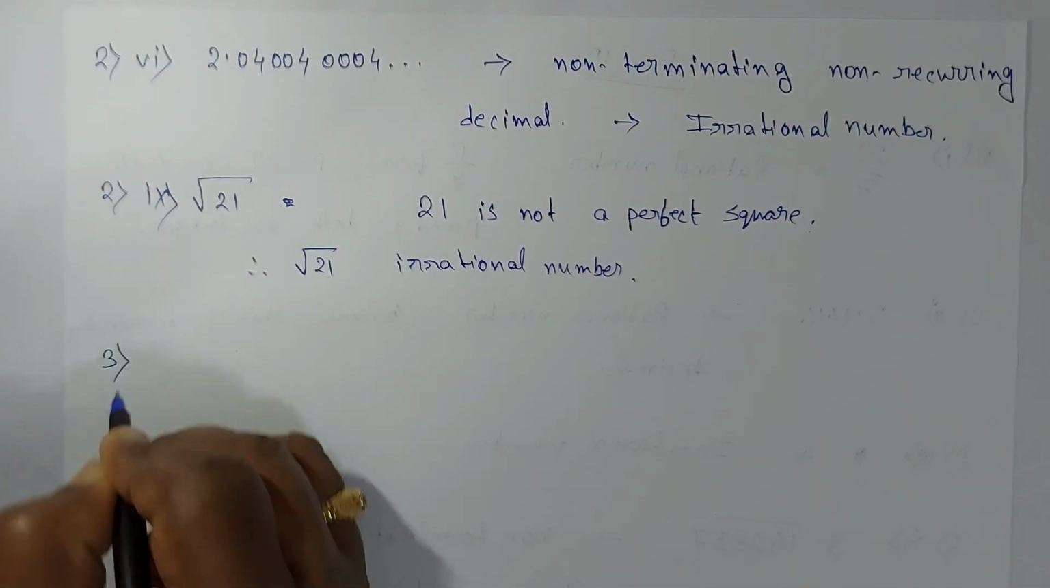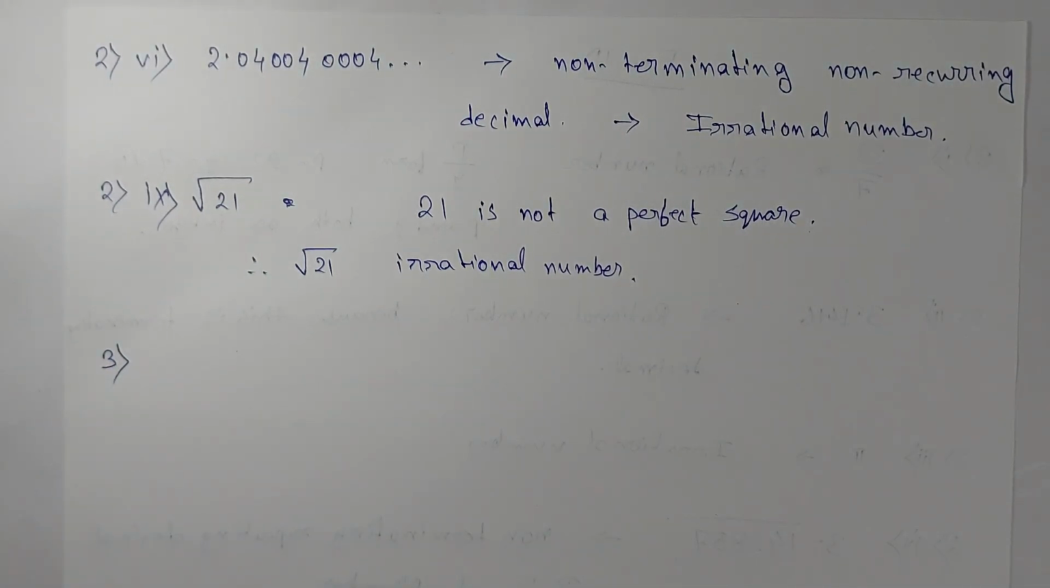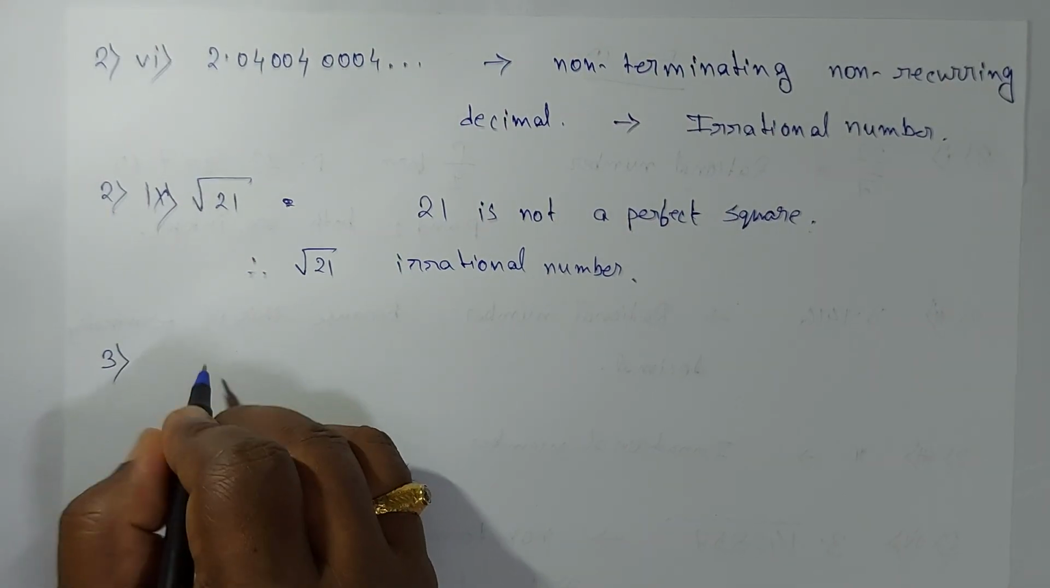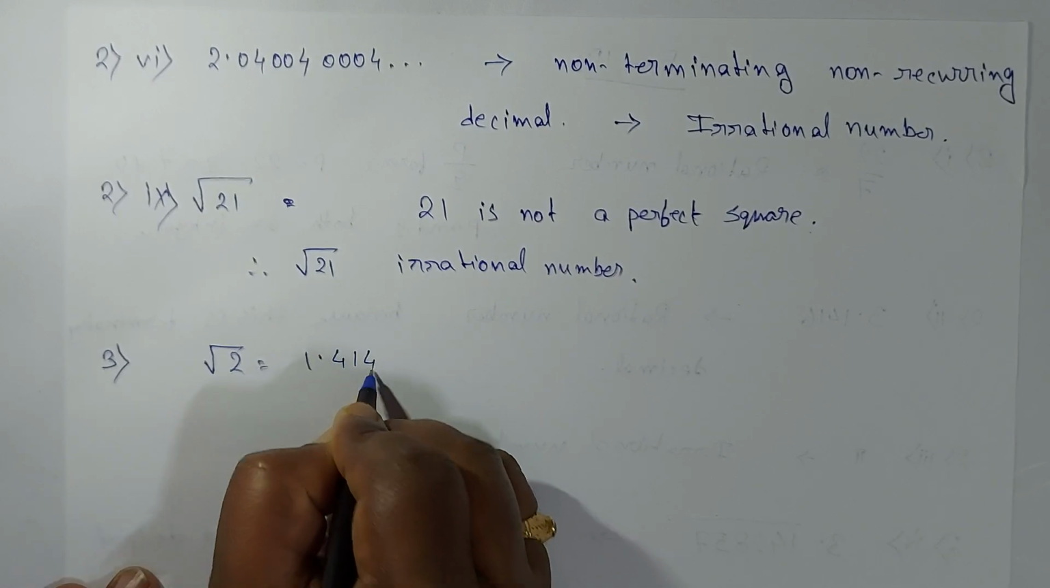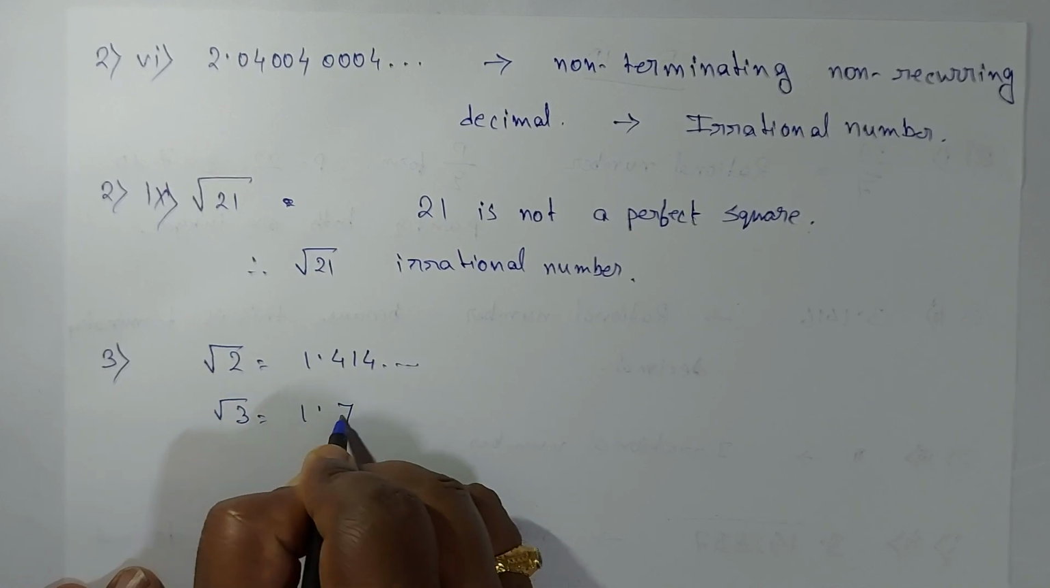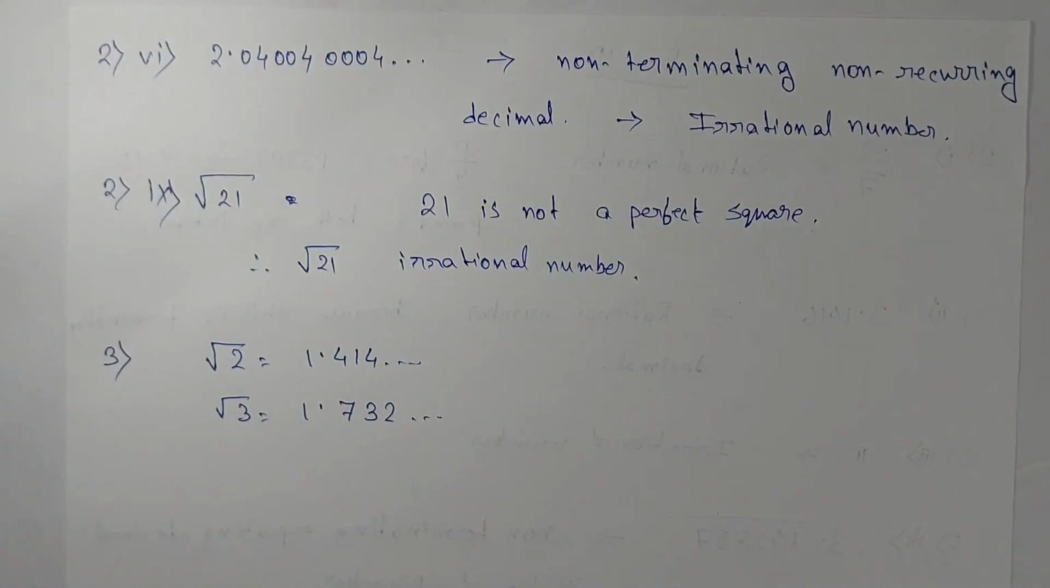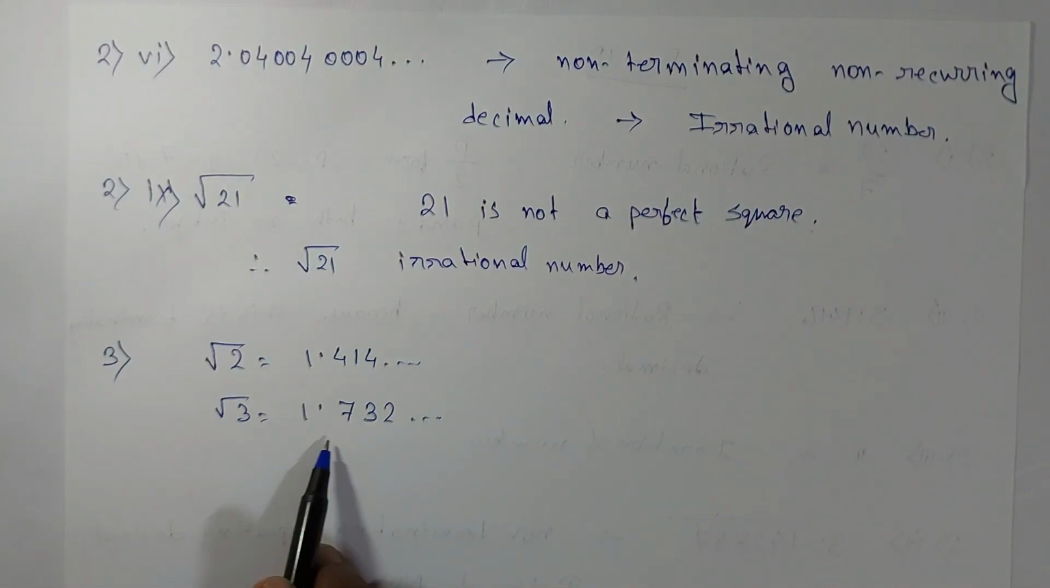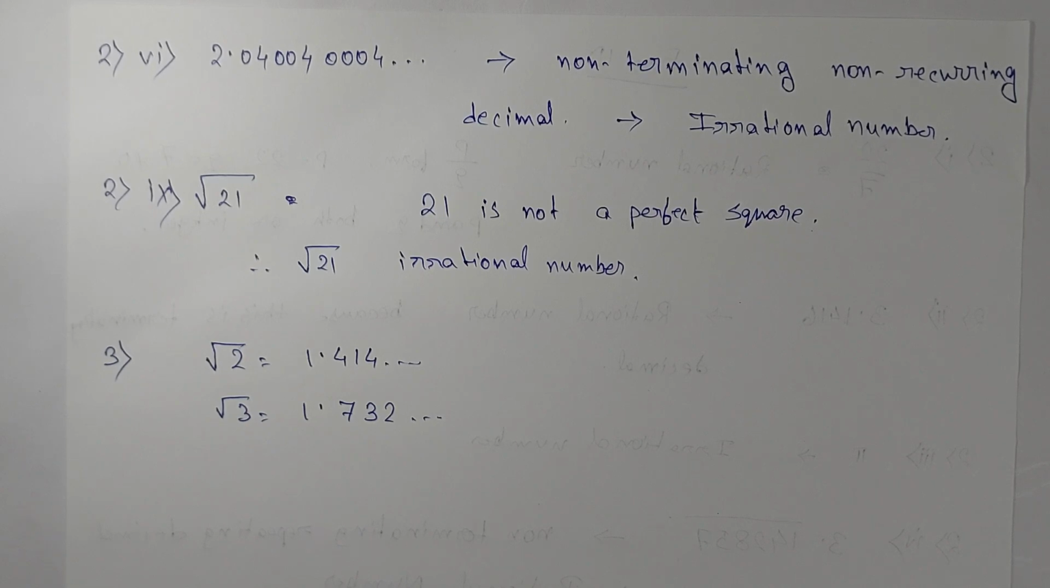Next is question number 3. Find a rational number between root 2 and root 3. Root 2 is equal to 1.414..., root 3 is equal to 1.732... So between 1.414 and 1.732 we can write any rational decimal number, and that will be our answer.